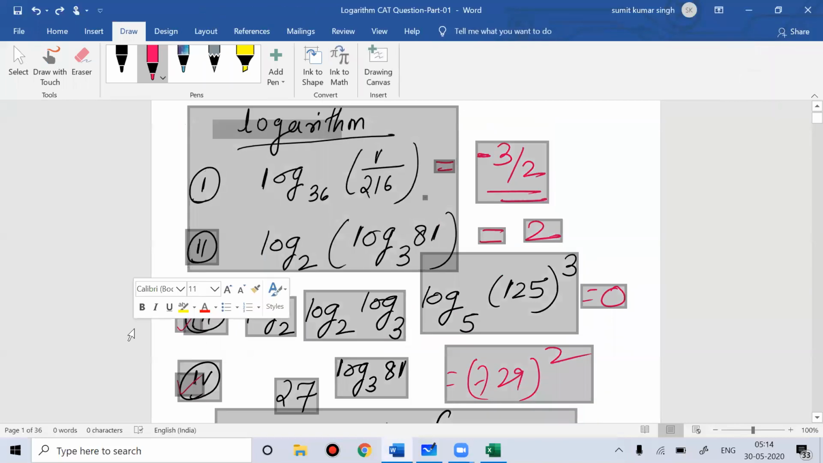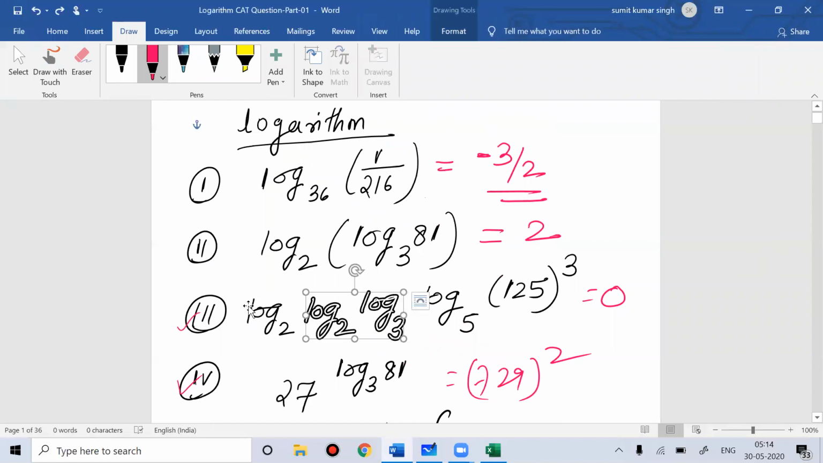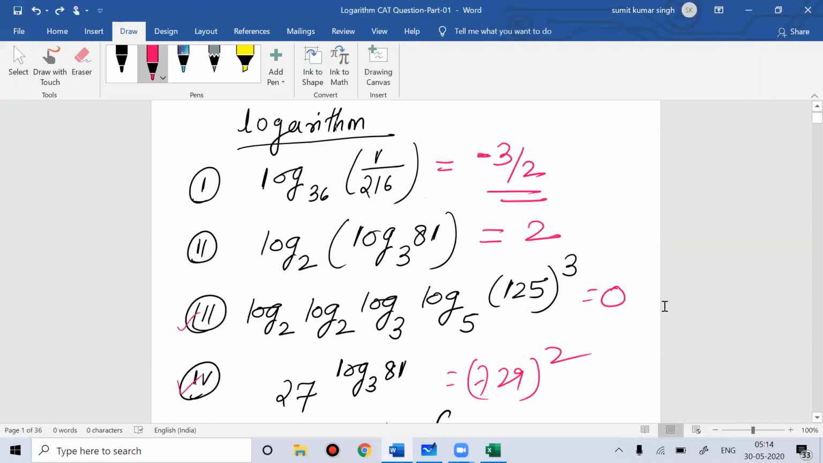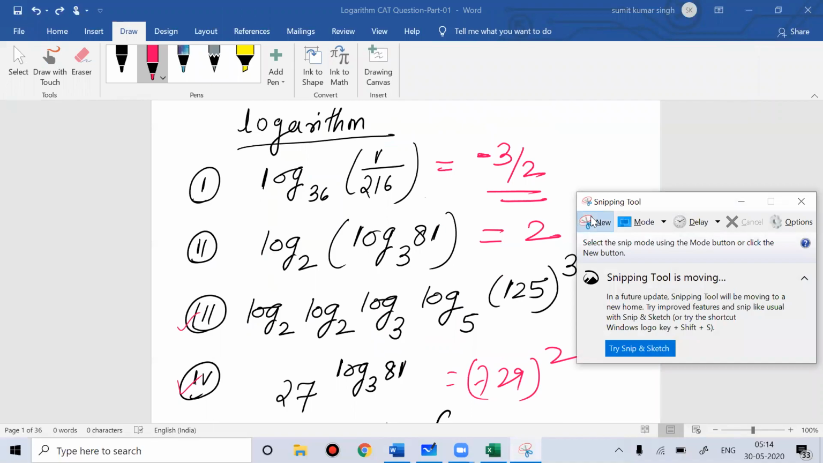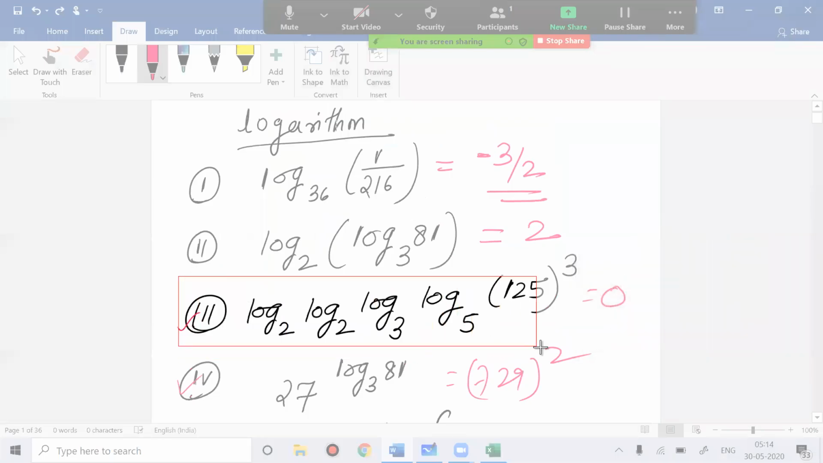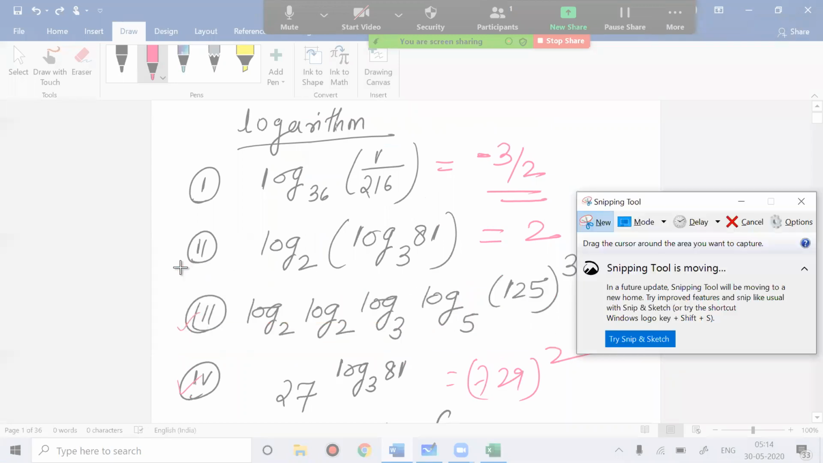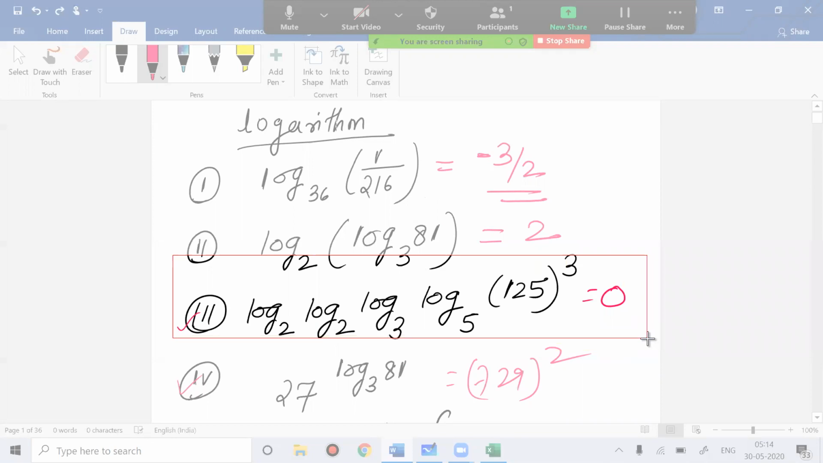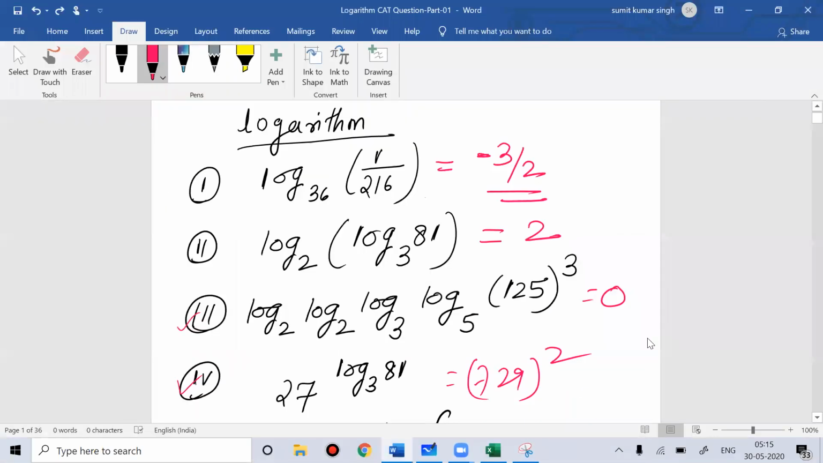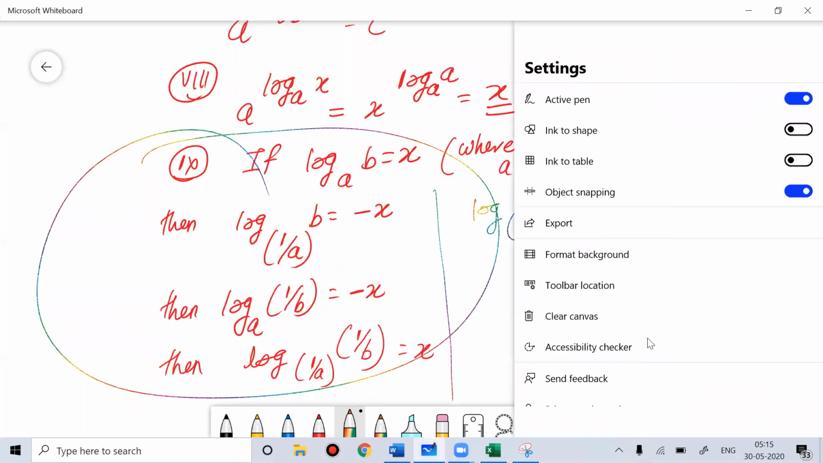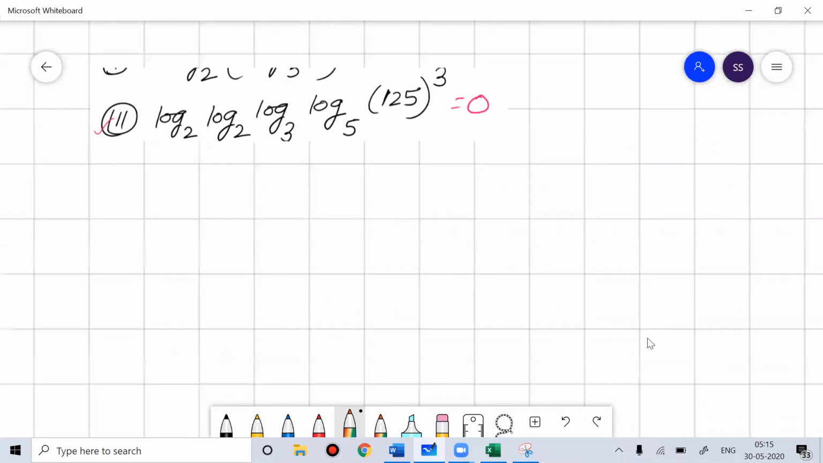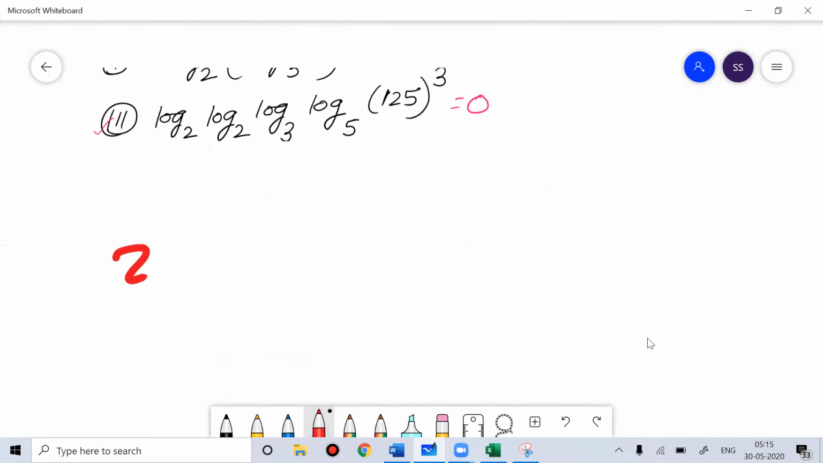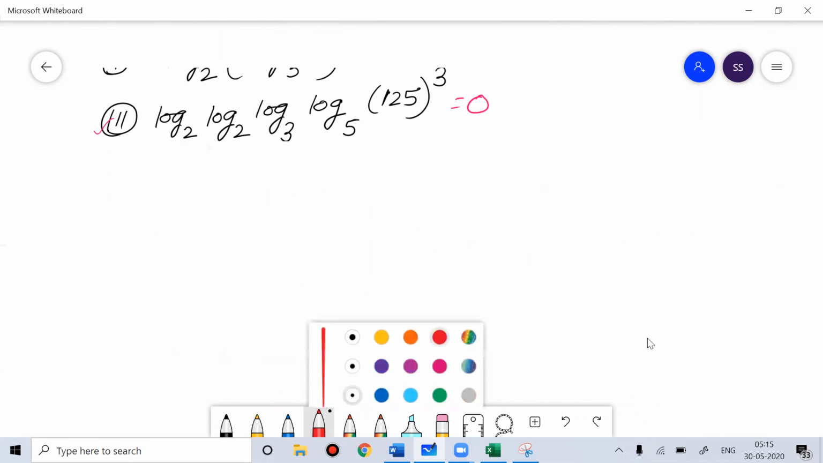So the third one also you can solve that way. So imagine, I'm just copying this question. So now I want to solve this question. So how to solve this question?